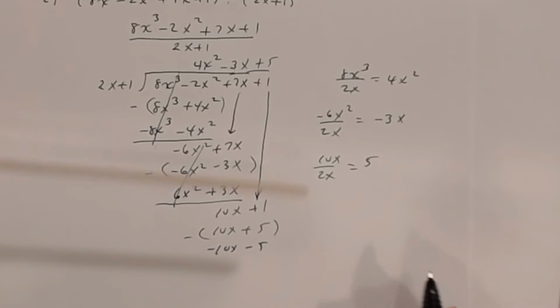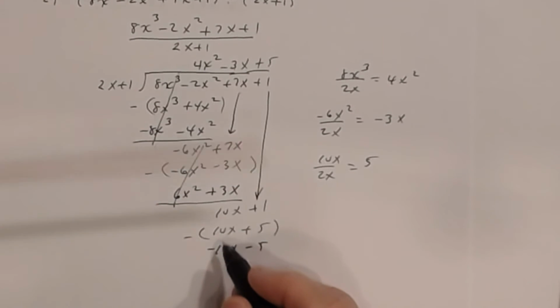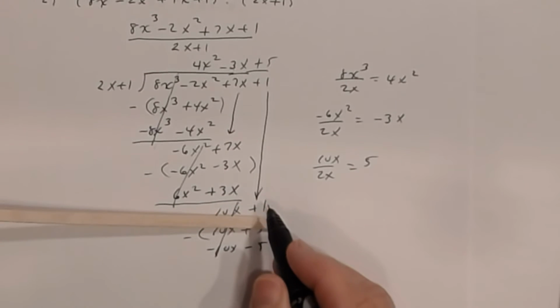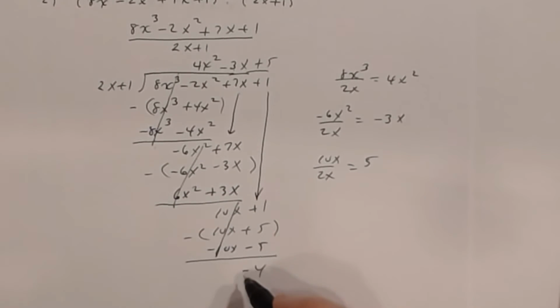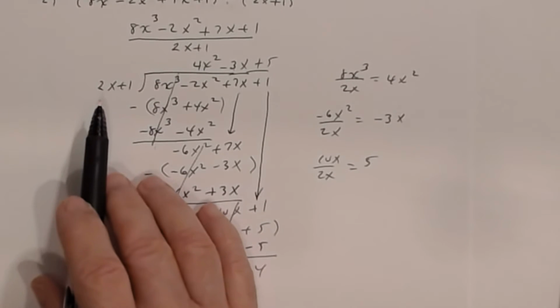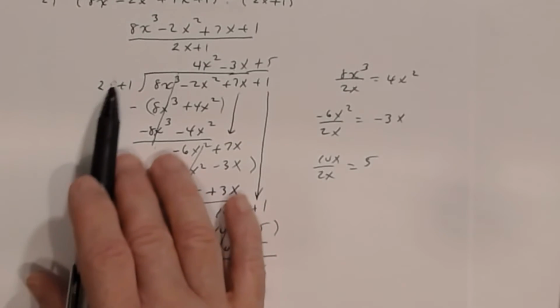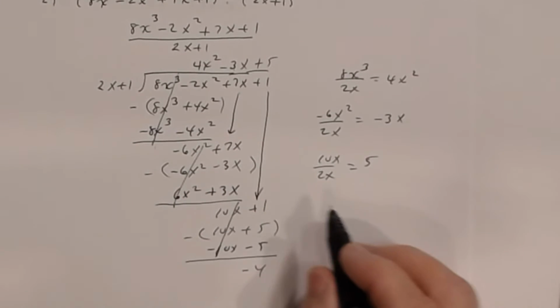And then you add. 10x and negative 10x is 0. 1 and a negative 5 is a negative 4. And notice this constant, the degree of a constant is 0. The degree of a constant is 0. 0 is less than the degree here, which is 1. So 0 is less than 1, so you stop.